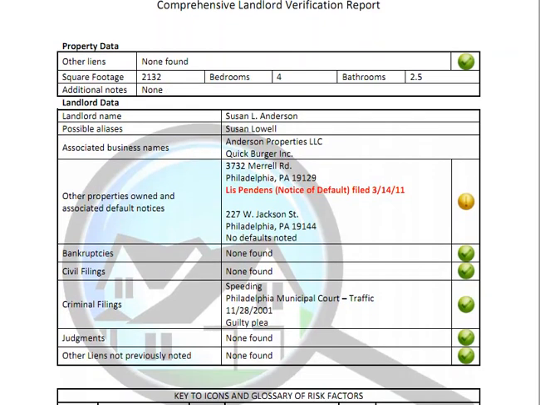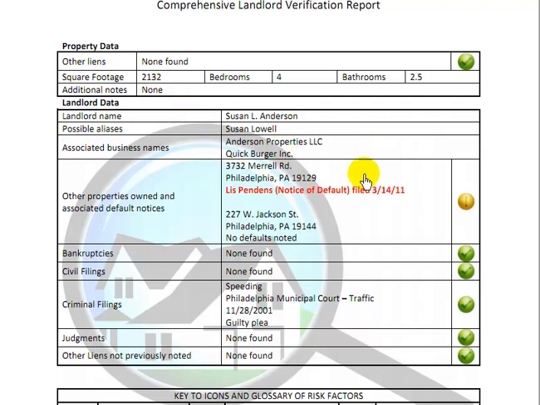So a few other property items. If there are other liens, this might be a vendor lien, a homeowners association lien, any other case where the property is collateral for some type of credit, we will look for that. We'll let you know the square footage, the bedrooms, the bathrooms, if that information is available. And if there's anything else we feel that you should know, we will put it in this additional notes section.